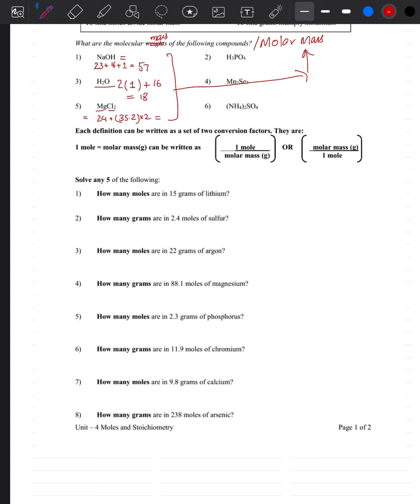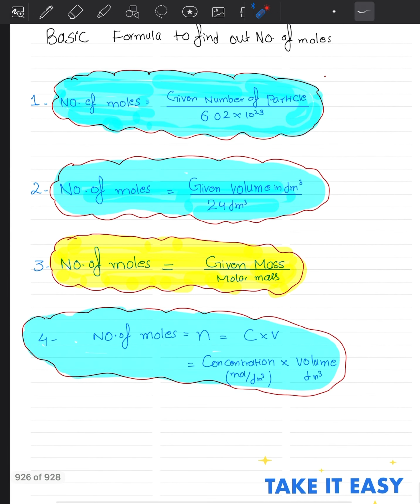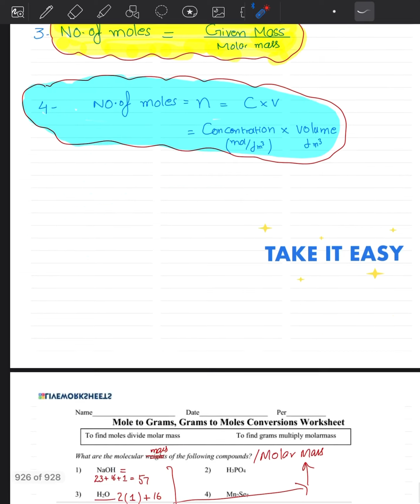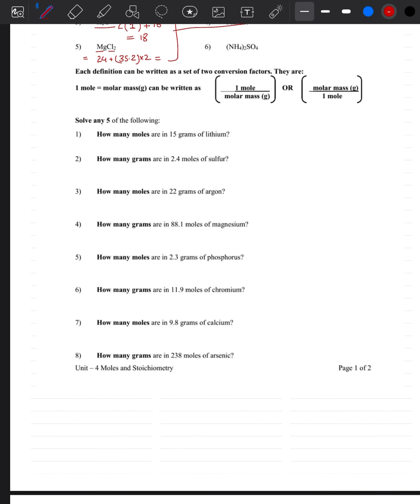So how many moles are in 15 gram of lithium? First of all, you need to read the question very carefully and identify which formula you are going to use. We need to find the moles when we have 15 grams of lithium. First, identify what is given in the question. It is the mass, so you will be using the mass formula: given mass over molar mass. The given mass is 15, and the molar mass of lithium is 3, as mentioned in the periodic table. This is how we find the number of moles.